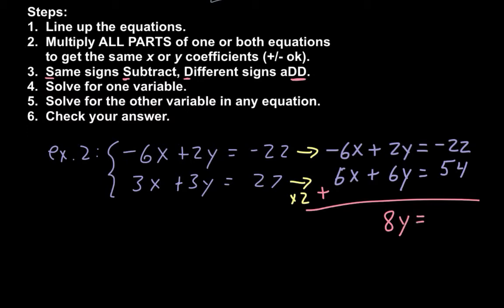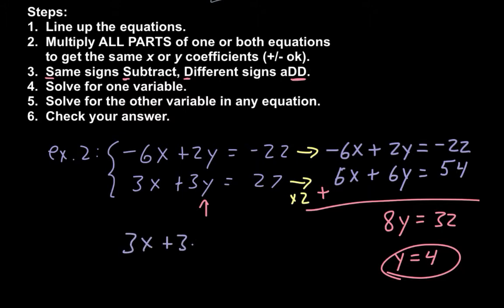Add my constants over here, and I get a 32. So now if I divide both sides by 8, I have y equals 4. And now once I have y equals 4, I could put it into any of these equations. I'm going to put it in right there just because it has the smallest numbers and everything's positive. So 3x plus 3 times 4 equals 27.